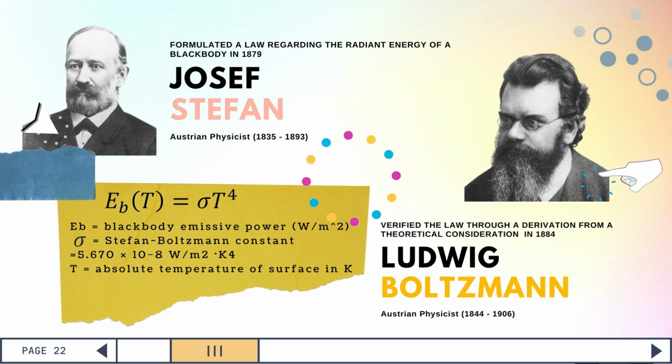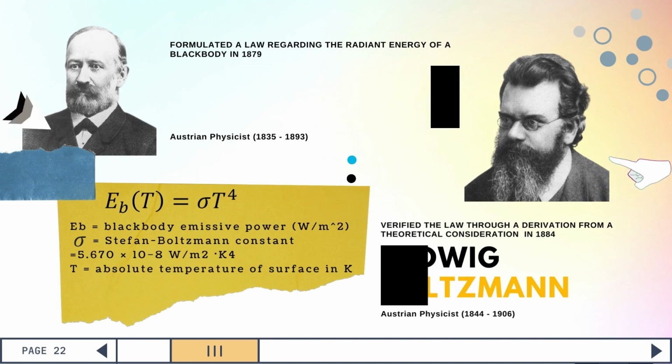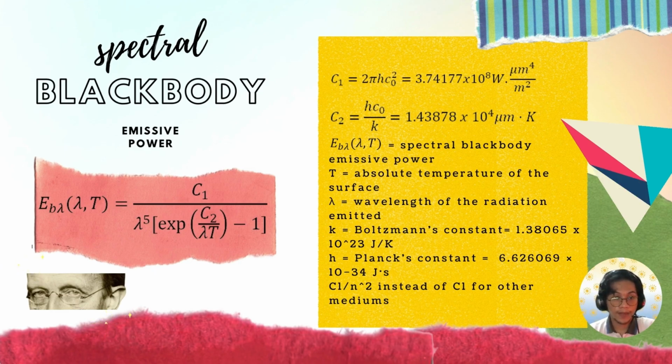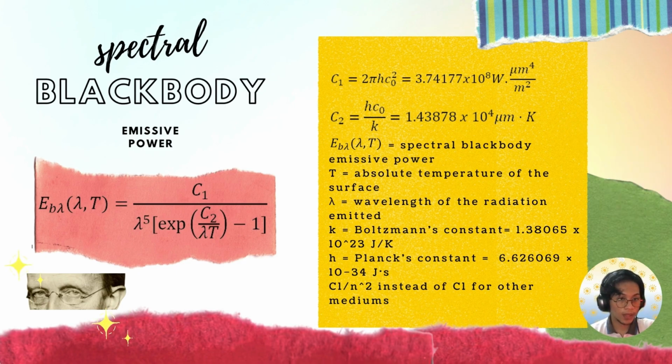The Stefan-Boltzmann law brings forth the total blackbody emissive power, EB, which is the sum of the radiation emitted over all wavelengths. The spectral blackbody emissive power is the amount of radiation energy emitted by a blackbody at a thermodynamic temperature T per unit time, per unit surface area, and per unit wavelength. The term spectral indicates wavelength dependence.